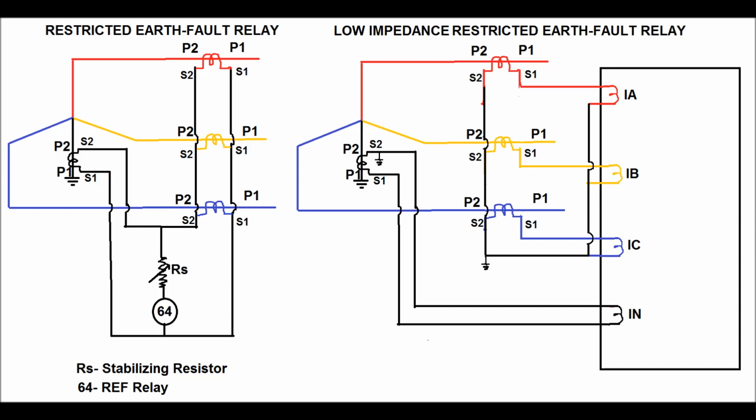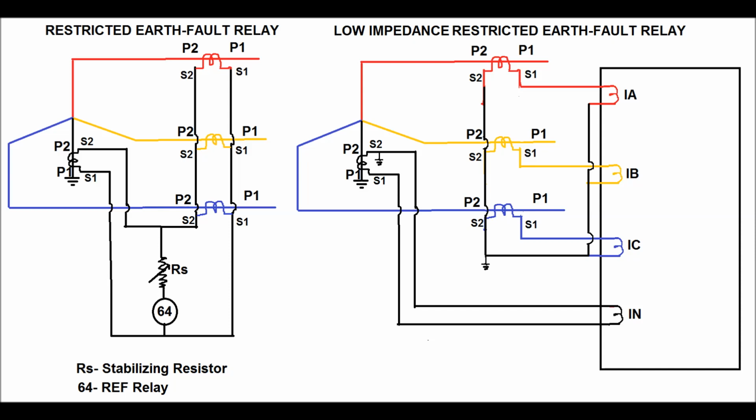On the secondary side, all the S1 terminals are connected together, and similarly all the S2 terminals of the bushing CT or phase CT and neutral CT are connected together. These two terminals are taken via cable and connected to the two terminals of the restricted earth fault relay, and this relay is connected via a high impedance in series with the relay.